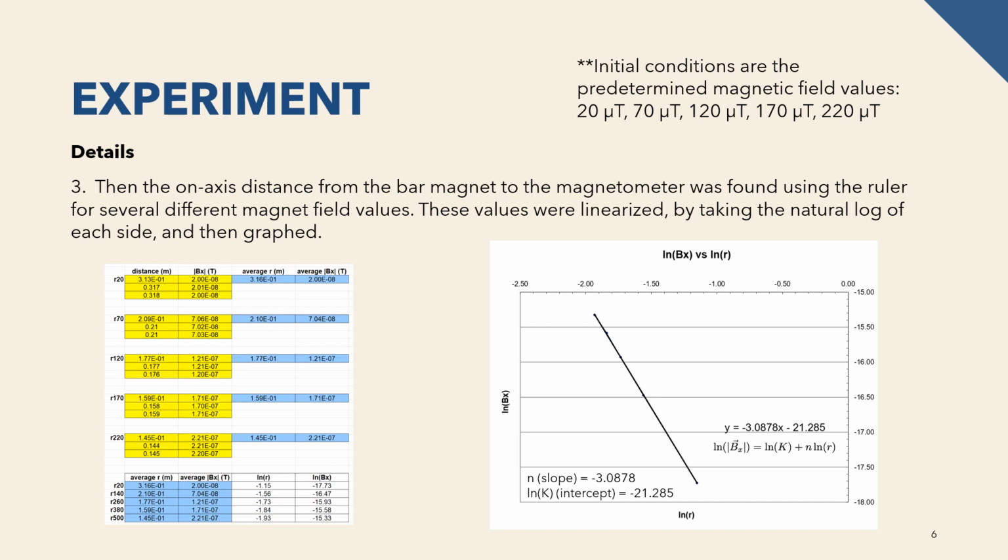Third, the on-axis distance from the bar magnet to the magnetometer was found using the ruler for several different magnetic field values. These values were linearized by taking the natural log of each side and then graphed. The results from this step are that n is the slope and ends up being around negative 3, and ln K is the intercept, which ends up being around negative 21.285. The initial conditions for this experiment are the predetermined magnetic field values ranging from 20 microtesla to 220 microtesla.